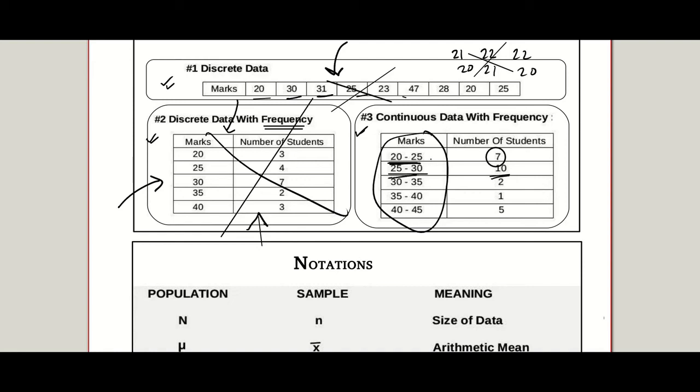So what we do is we go for the best approximate value, that is the midpoint. That is, we assume that everyone scored a uniform mark 22.5. Or here we assume that the 10 students scored a uniform mark 27.5. That is, I took the mid value, add them, divide by 2.